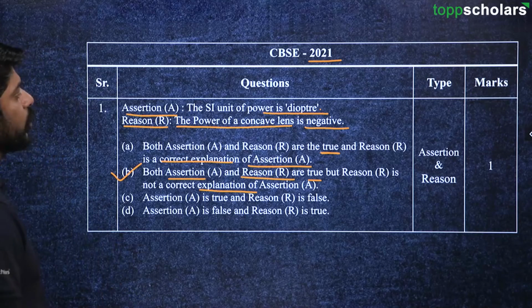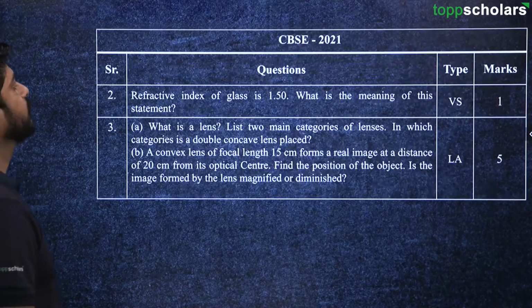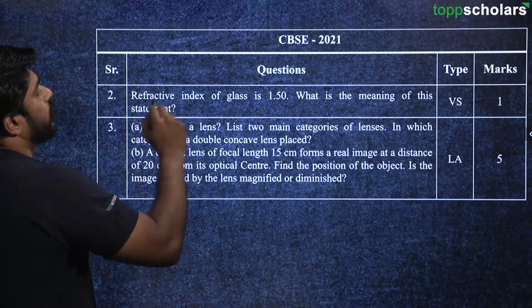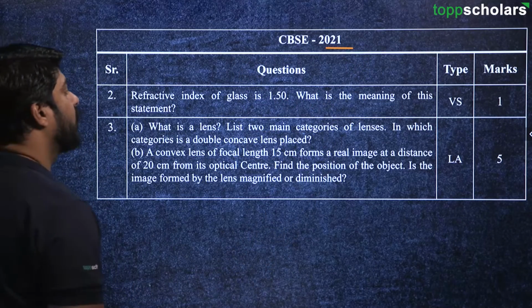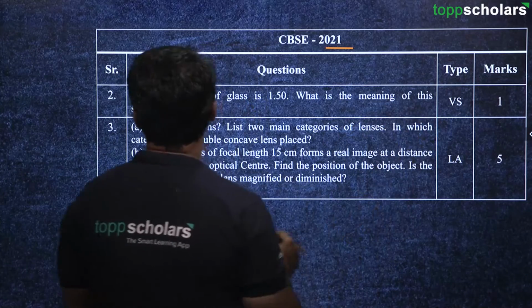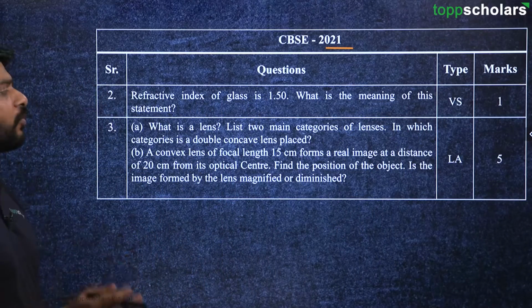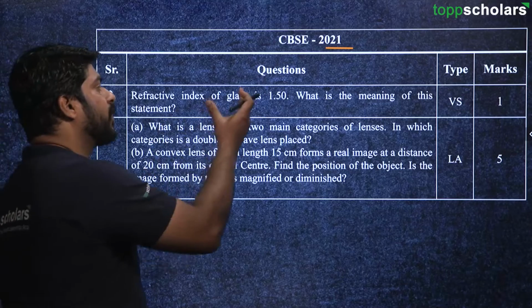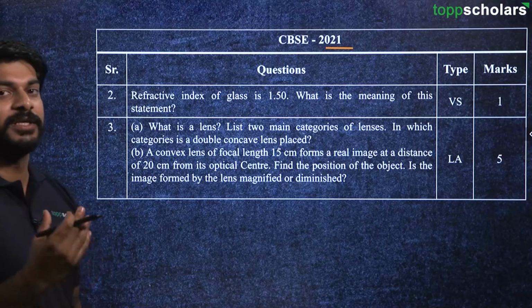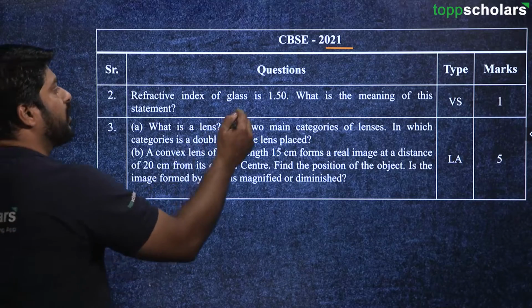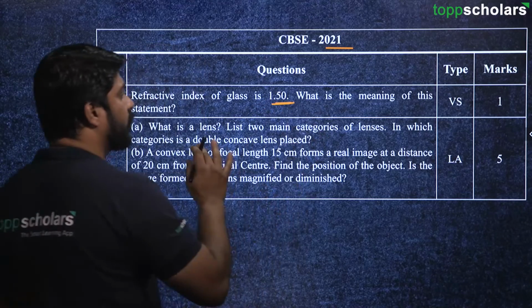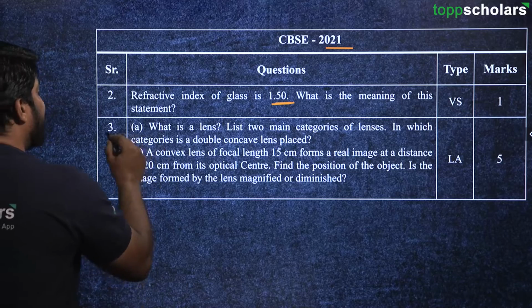Okay, so moving on to the next question. Here it is, again from the year 2021. Refractive index of a glass is 1.50. What is the meaning of this statement? So here you have to just talk about the meaning of this particular statement. When we say it is 1.5, what does this mean? So you can easily answer this question. Now moving on to the next question.